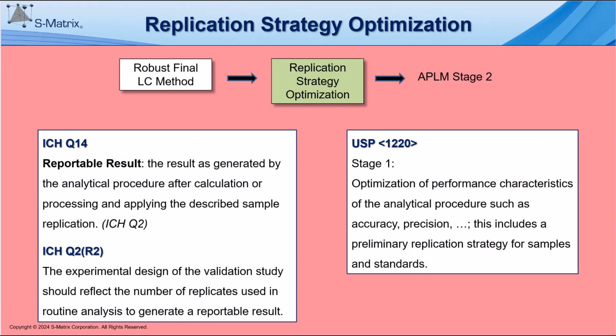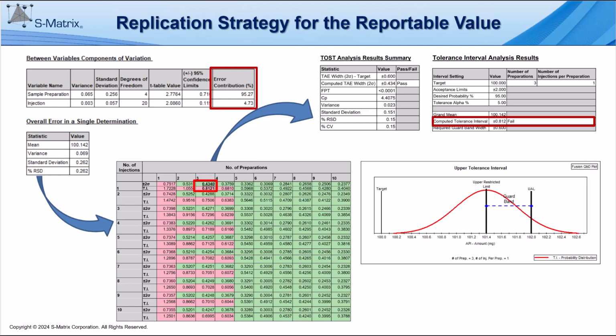Once the final robust method has been determined, a replication strategy study can be carried out in Fusion QbD to identify the optimum combination of sample preparation and sample injection repeats to generate reportable values which meet the quantitation performance requirements of the final method. The replication strategy study identifies the relative contributions of sample preparation error and injection error to the total analytical error. It also identifies all strategies which meet the quantitation performance requirements of the final method, so that the user can identify the most efficient strategy in terms of time and cost.